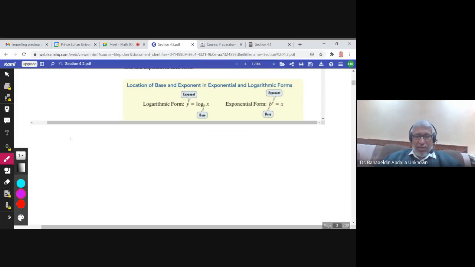we know that 2 to the power 3 equals 8. Okay, this is exponential form. Change it to logarithmic form. How to change it to logarithmic form? The 3 comes here alone, so 3 is equal to log, and the base is 2, so you write it here as a base, and you write 8 here. So log 8 to the base 2 is 3. You can check this by calculator.